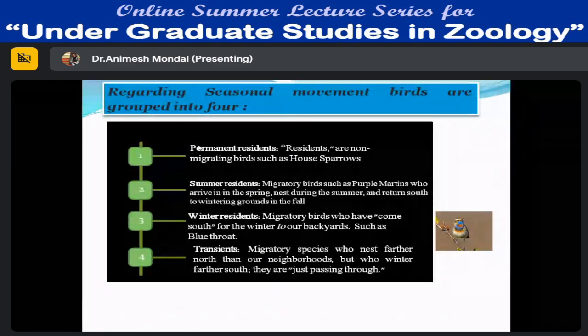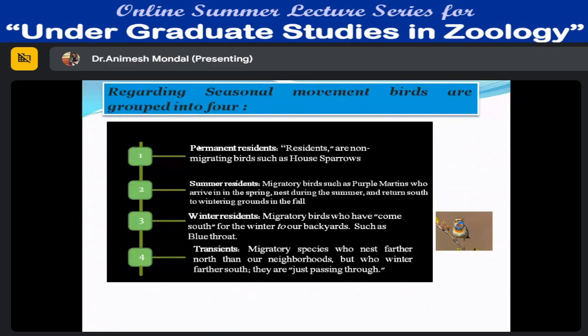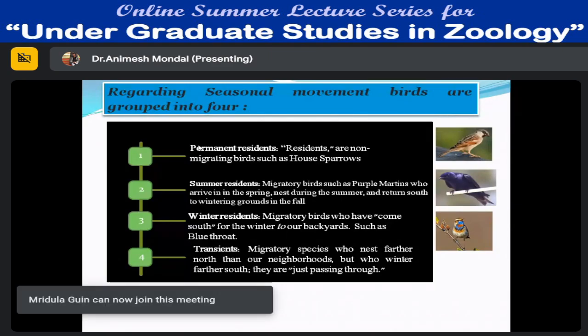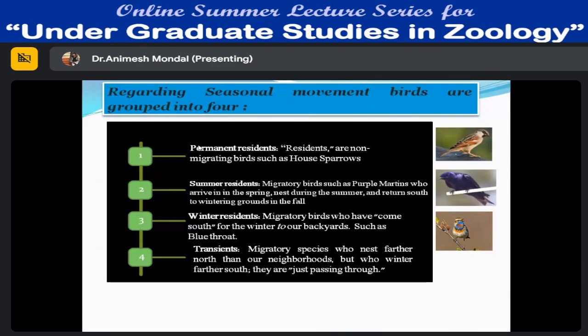Now, among this migration, seasonal movement could be grouped into four categories of birds. So first one is known as permanent resident, second one is summer resident, third one is winter resident, and fourth one is transient. Now, what is the meaning of permanent resident? Permanent resident means the birds who generally don't move, which are sedentary. They generally live within a particular area.